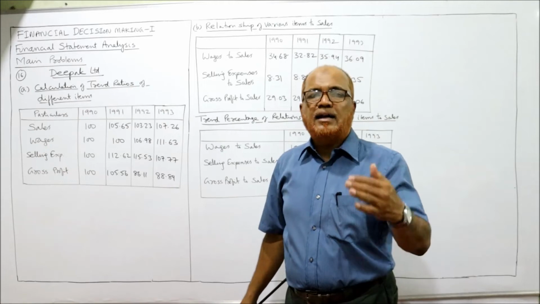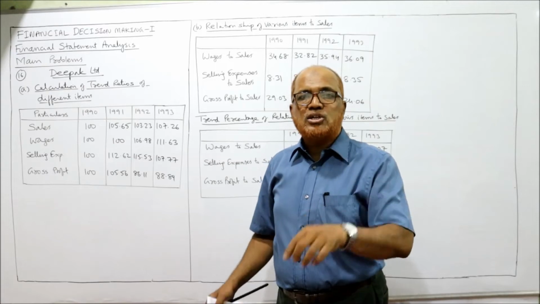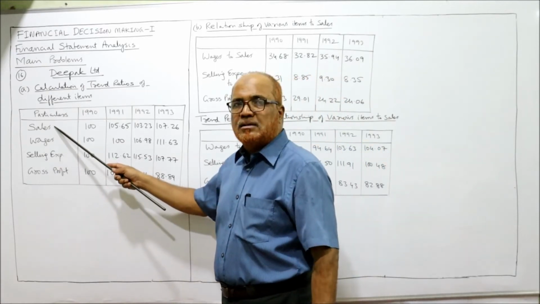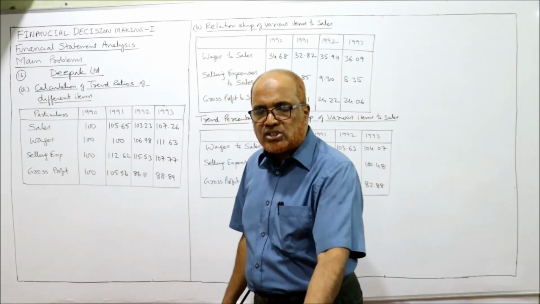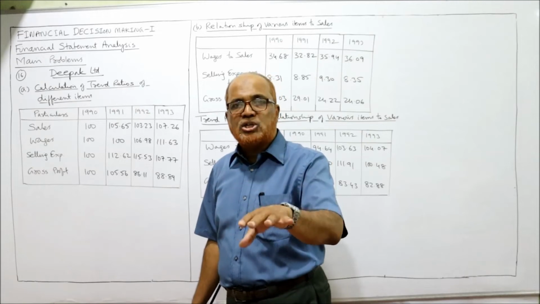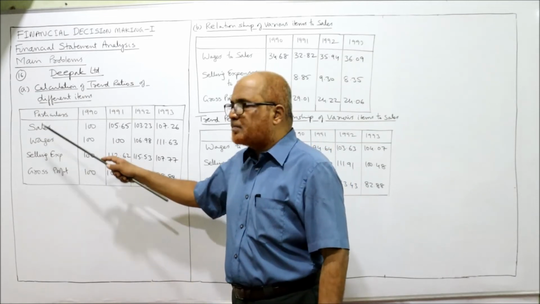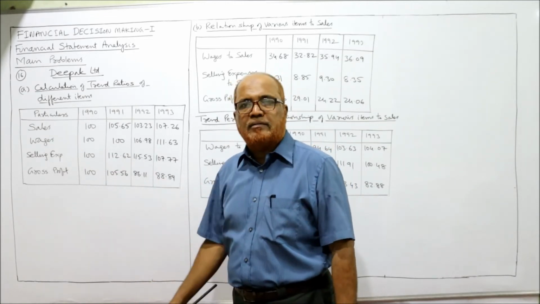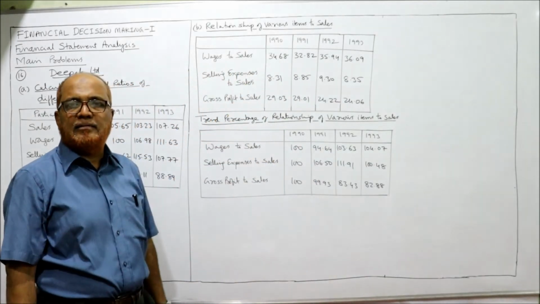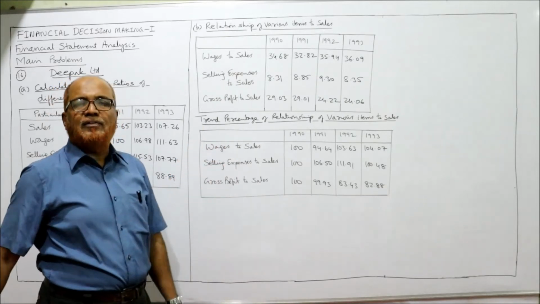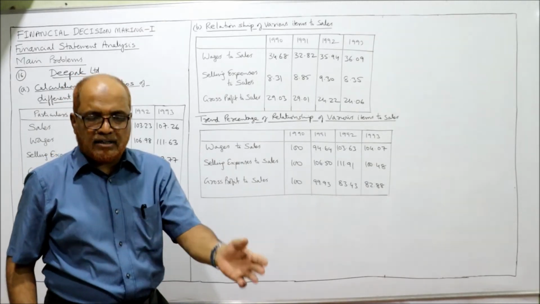Now secondly, it is asking you to find out the trend percentage of relationship from wages to sales, selling expenses to sales, and gross profit to sales. So first of all, we have to make the relationship of every item to sales. That means wages to sales, selling expenses to sales, and gross profit to sales. So here in this table I have prepared relationship of various items to sales. So first of all, wages to sales. The formula is wages divided by sales into 100.